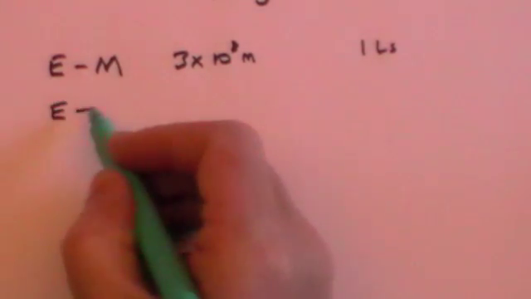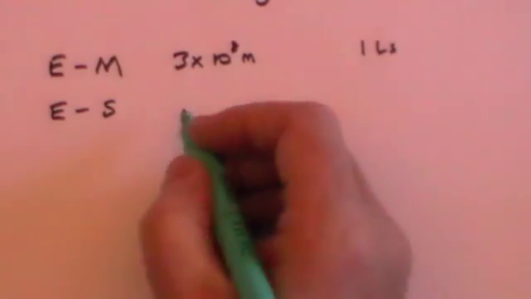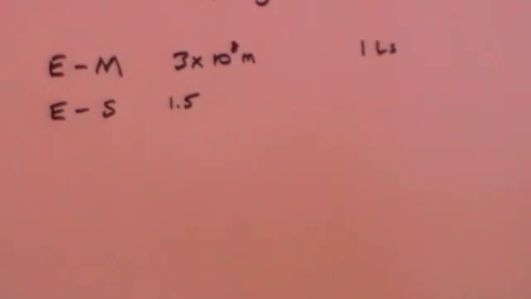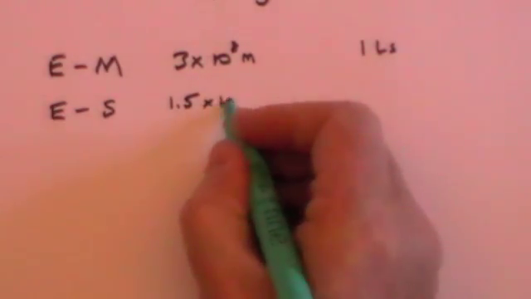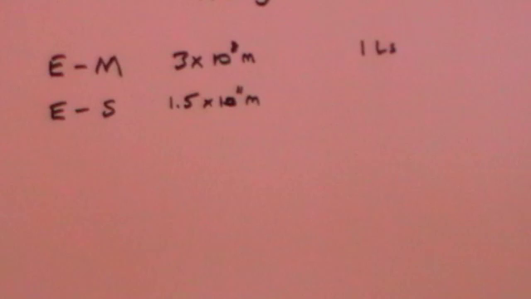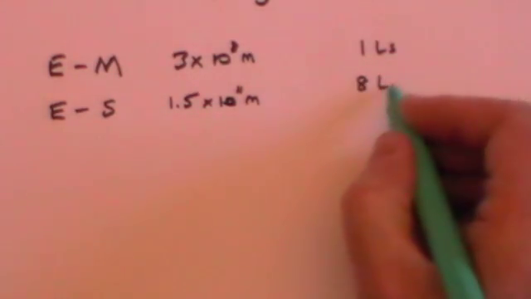What is the distance between the Earth and the Sun? Well, that is, as I've said, 150 million kilometres, which is 1.5 times 10 to the 11 metres. And it takes light about 8 minutes to travel from the Sun to the Earth. So we could call that 8 light minutes.